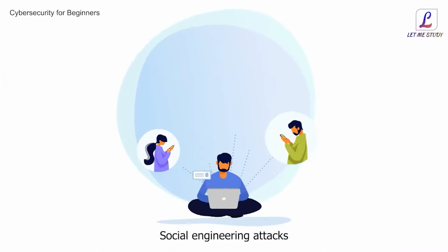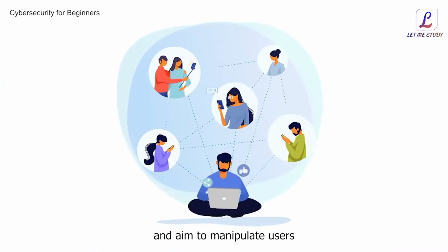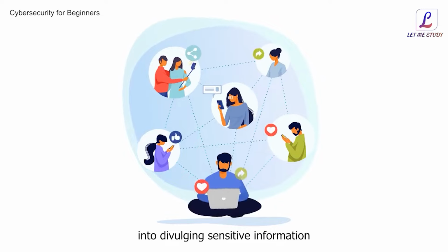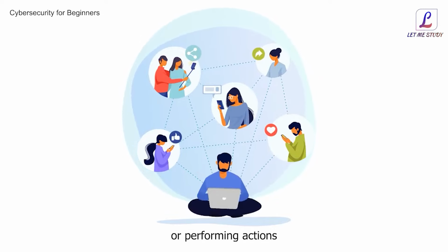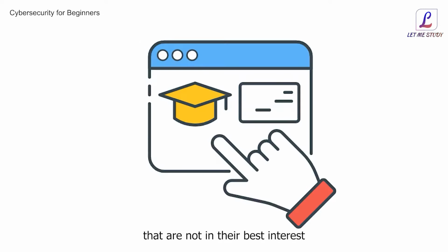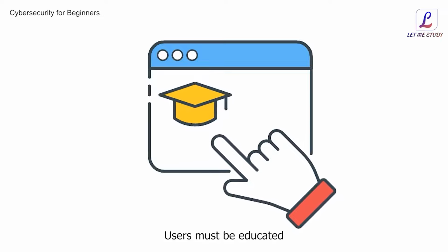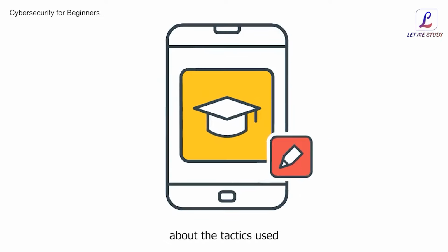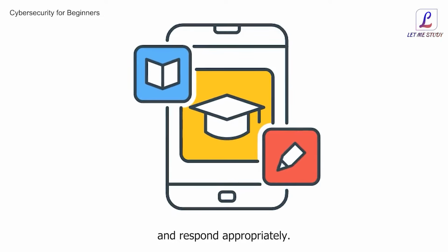Social engineering attacks involve human interaction and aim to manipulate users into divulging sensitive information or performing actions that are not in their best interest. To prevent these attacks, users must be educated about the tactics used and how to recognize and respond appropriately.